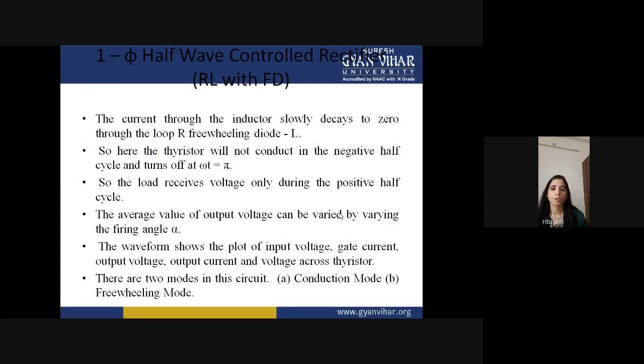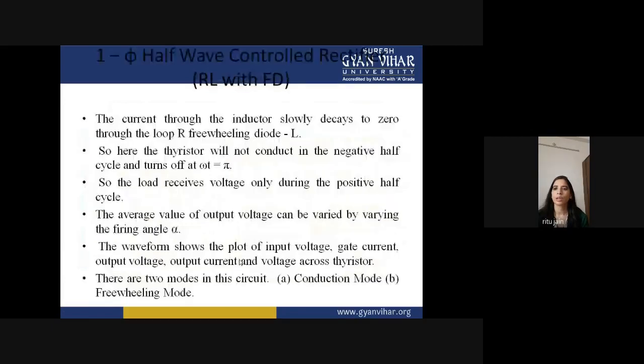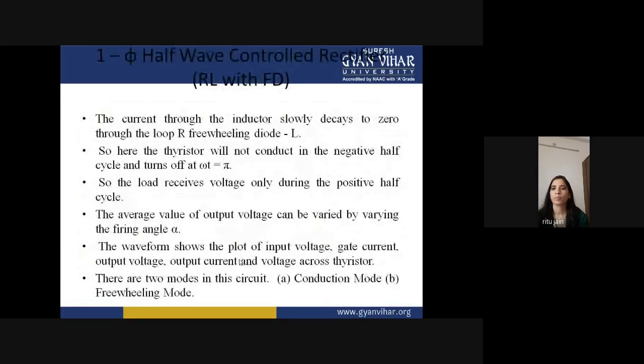So the waveform is shown in the diagram. This is your continuous conduction mode, and in the diagram I have already explained the input voltage, output current, freewheeling diode current, and your thyristor voltage. So I think now it is clear how a converter behaves with an RL load with a freewheeling diode.